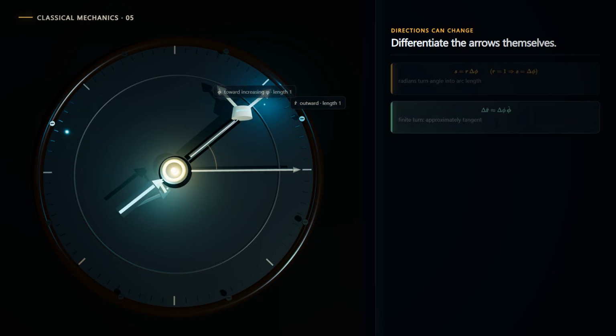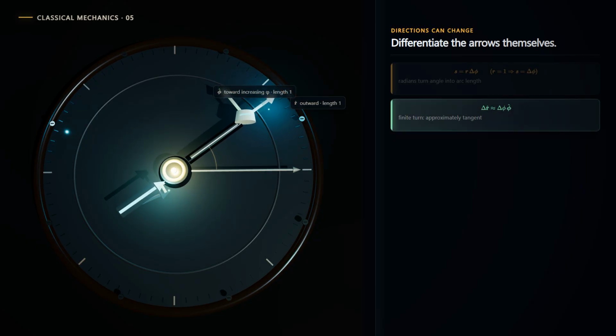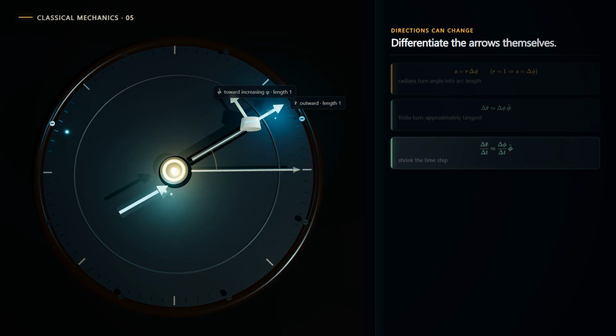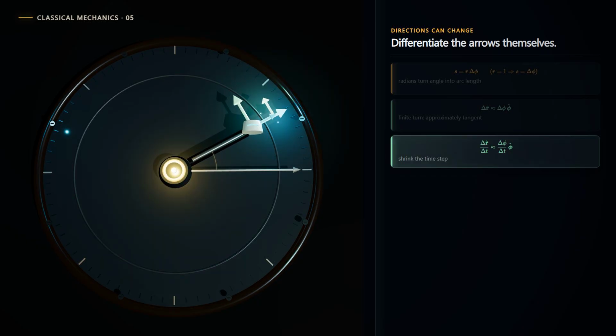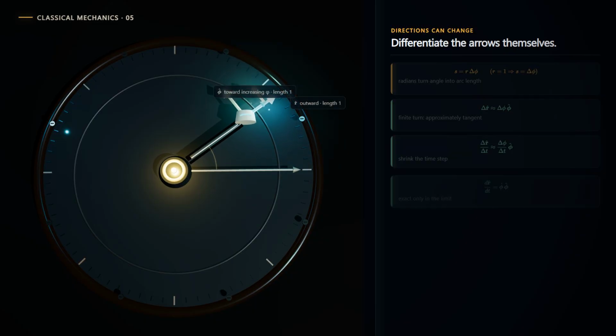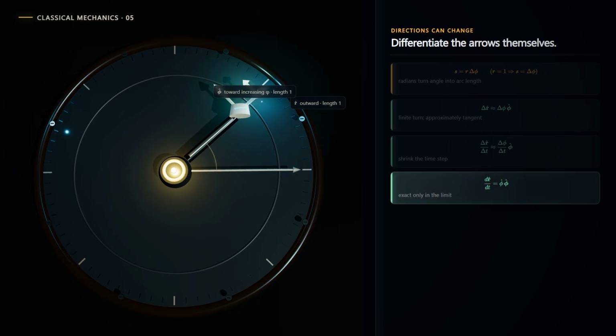Divide by elapsed time, then shrink the time and the turn. The difference arrow settles along phi hat, while its size per second becomes phi-dot. Therefore, r hat changes at rate phi-dot along phi hat. Unit length never meant a constant direction.